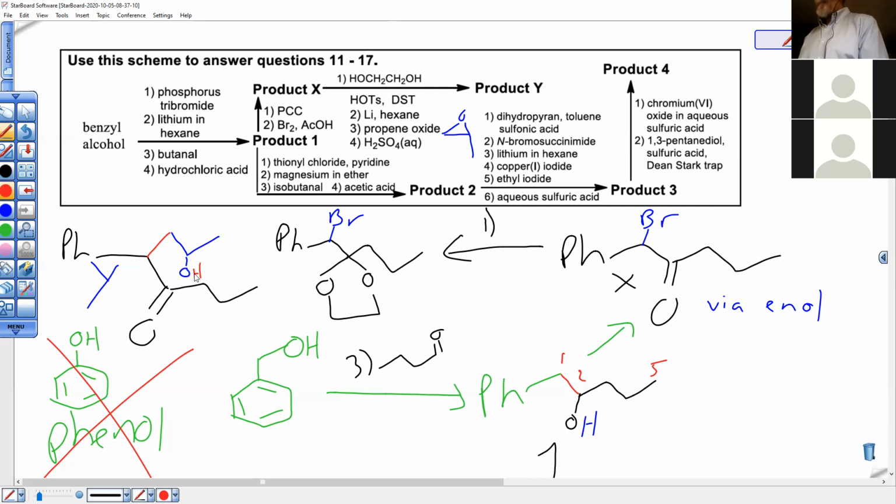You'd have to pick the name that matches that. Nomenclature says ketones more important. So you go 1, 2, 3, 4, or 1, 2, 3, 4, 5. 4 is better than 5. And I think we have a question.